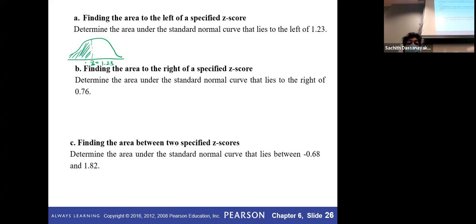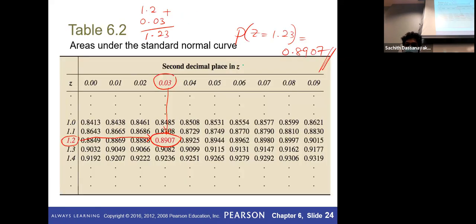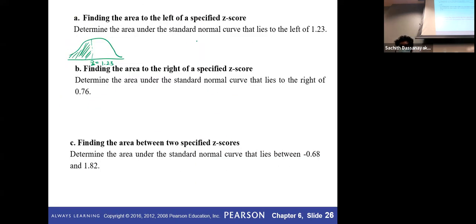Simply go to which table? First one or second one? Second one, because the value is positive. Go to the second table and 1.23. See, 1.23 is this value: 1.2 plus 0.03. So the corresponding area is 0.8907. So this is the probability. Okay, right?